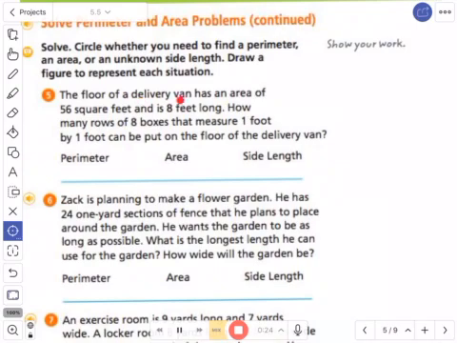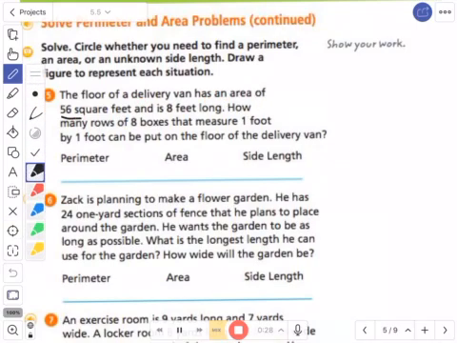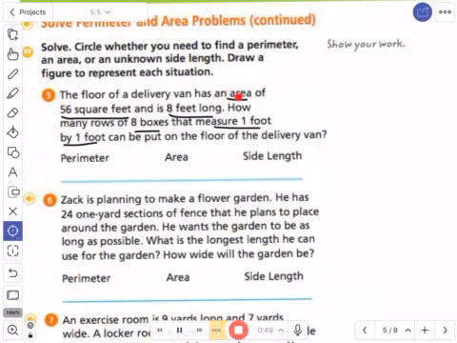The floor of a delivery van has an area of 56 square feet. Oh, it might have given me a clue word there. Area, 56 square feet, and is 8 feet long. How many rows of 8 boxes that measure 1 foot by 1 foot can be put on the floor of the delivery van? So it gave me a lot of numbers in this one that can make it seem a little confusing. But I do know that it's going to be an area problem because it's talking about area, 56 square feet.